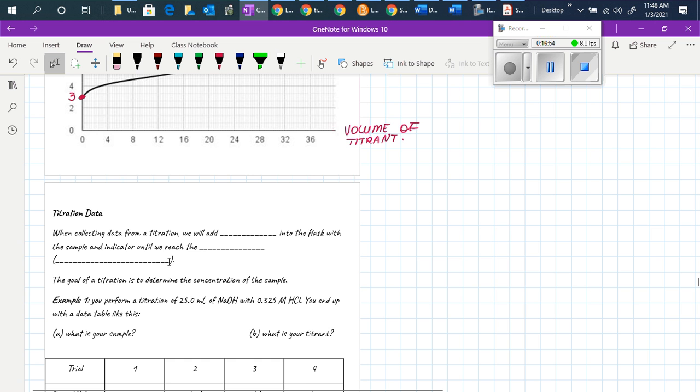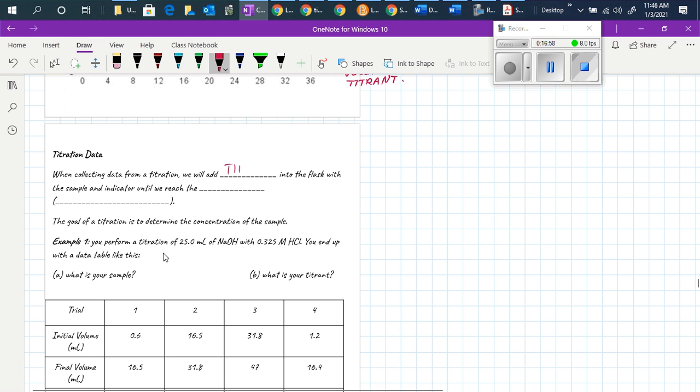When we are collecting data from titration, we will add titrant into the flask with the sample and indicator until it reaches the equivalent point, which means that the indicator color is very visible. It's visible, but not too strong. Don't forget that the goal of the titration is to determine the concentration of the sample.